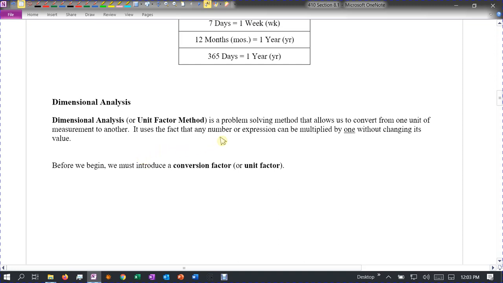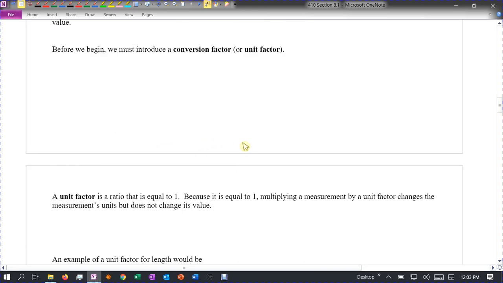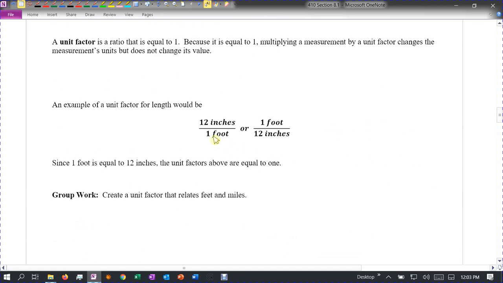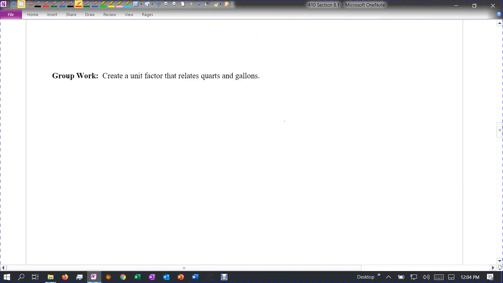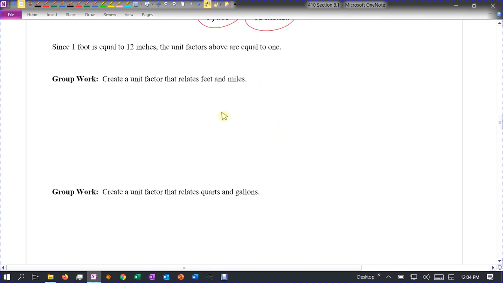which is a problem-solving method that allows us to convert from one unit of measurement to another. All right. So this right here is just talking a little bit more about what I was talking about earlier, about how, if you have 12 inches equals 1 foot, then there's two different ways you can write that. All right, so let's do a practice problem here.